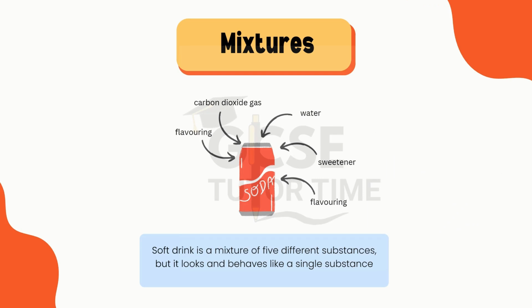Mixtures: you can see that a soft drink is a mixture of 5 different substances, but it looks and behaves like a single substance. In this soda can, it has flavoring agents, carbon dioxide gas, water, and sweetener. But when you drink it, it's just one liquid, right? So it behaves like a single substance but has many different substances in it.